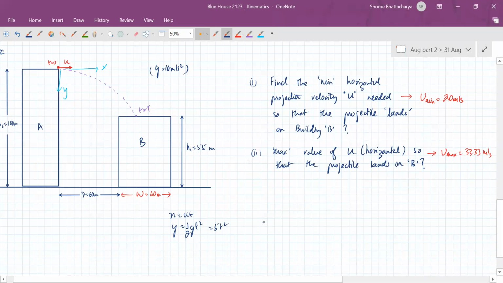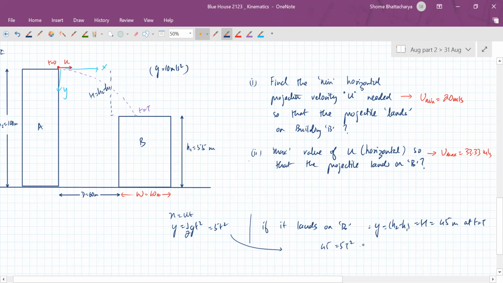Okay. So if it lands on B, okay, then y should be equal to h2 minus h1. Should be this distance from here to here, which is h2 minus h1, which is 45 meters at t equal to capital T. So from this equation, you can see that 45 should be equal to 5t square. So t should be equal to 3 seconds.